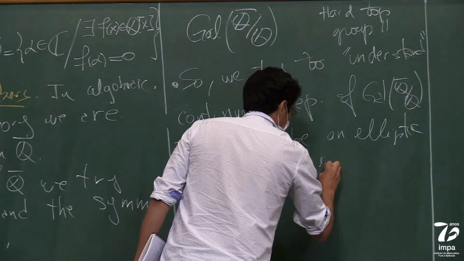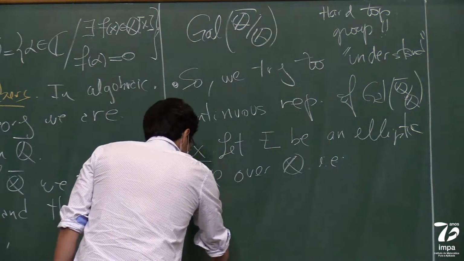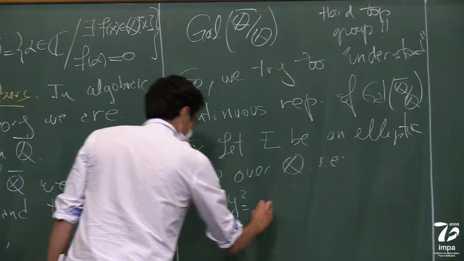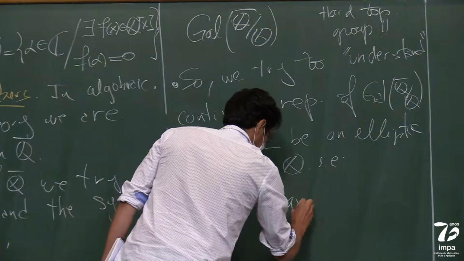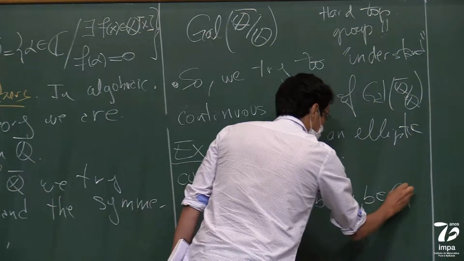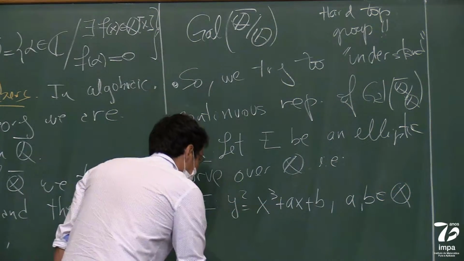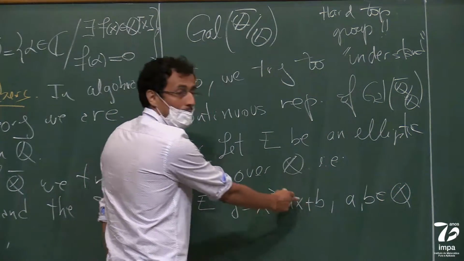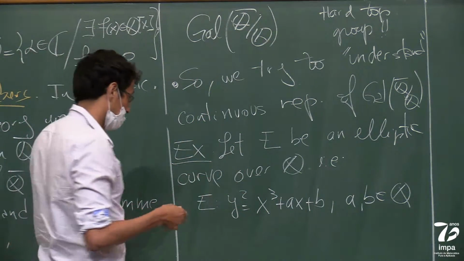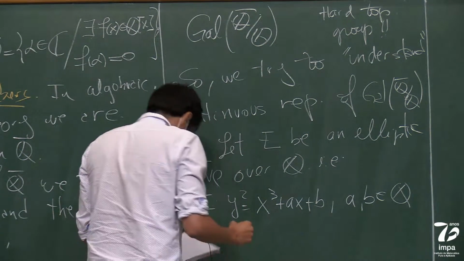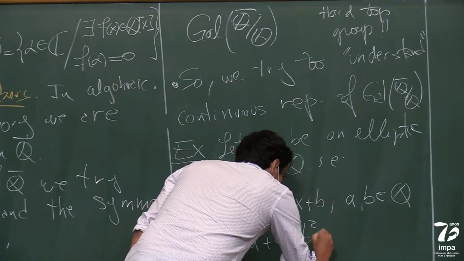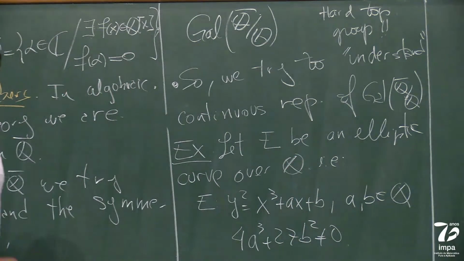What some of you know is that it's an equation, y squared equals some equation like that, where A and B are rational numbers satisfying some conditions such that you have no multiple roots here. In some way the curve that you can draw is smooth. So the condition is that the discriminant, which is 4A cubed plus 27B squared, is nonzero. Okay, so that is an elliptic curve.